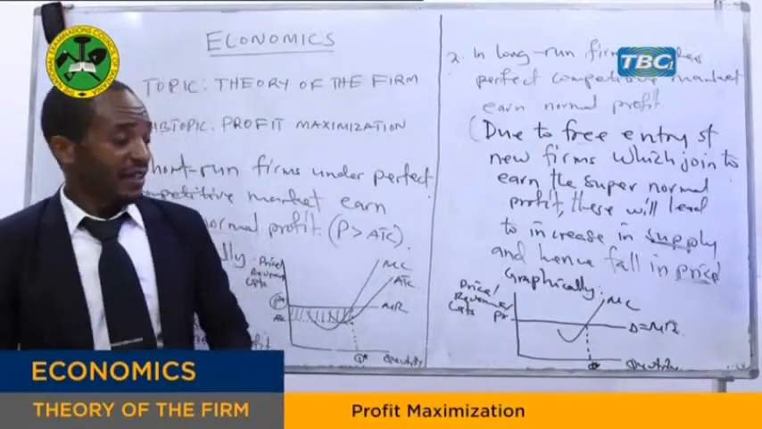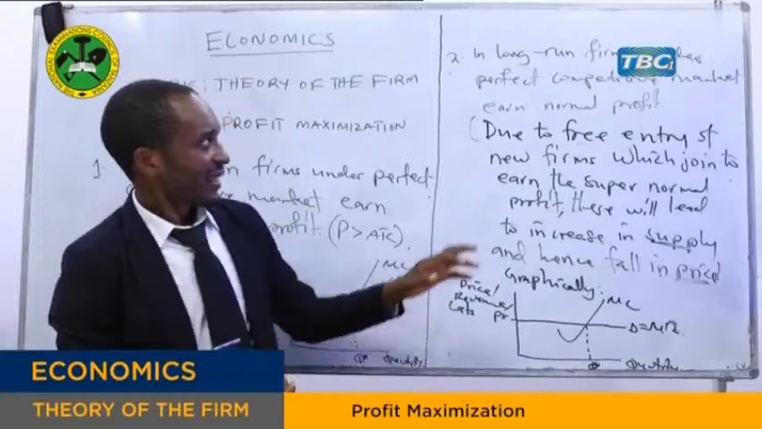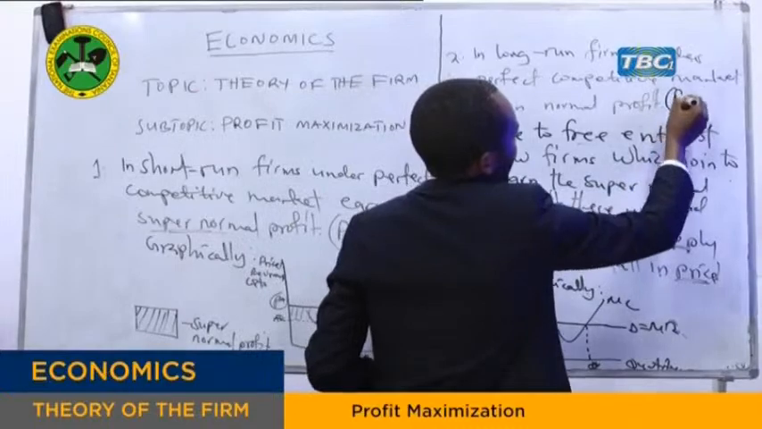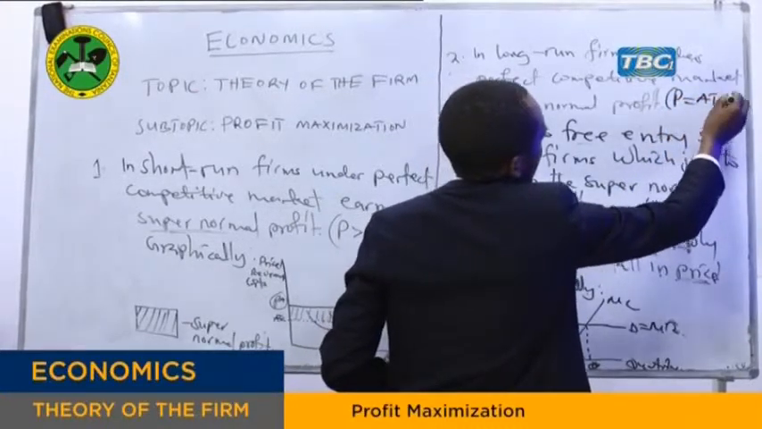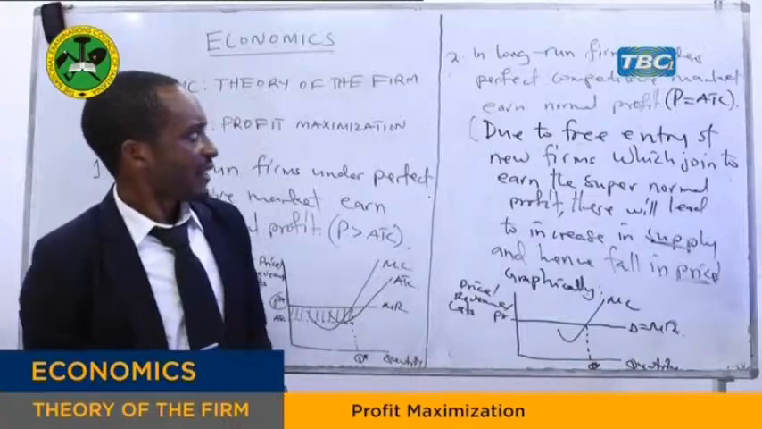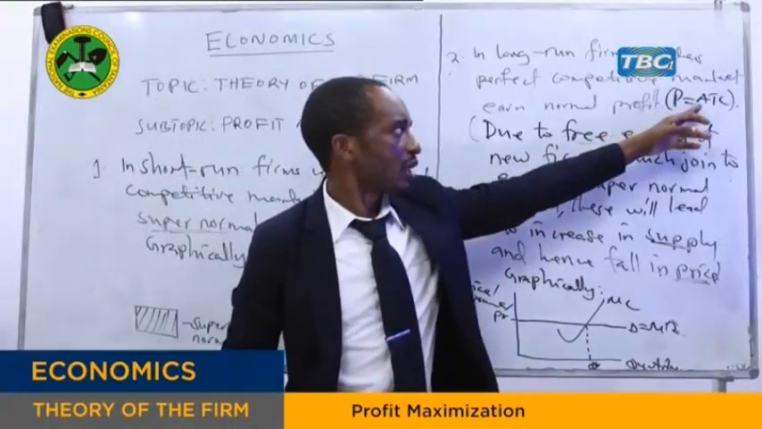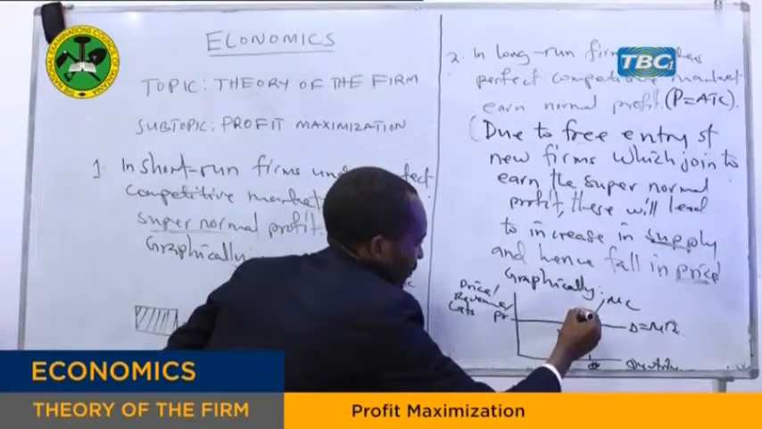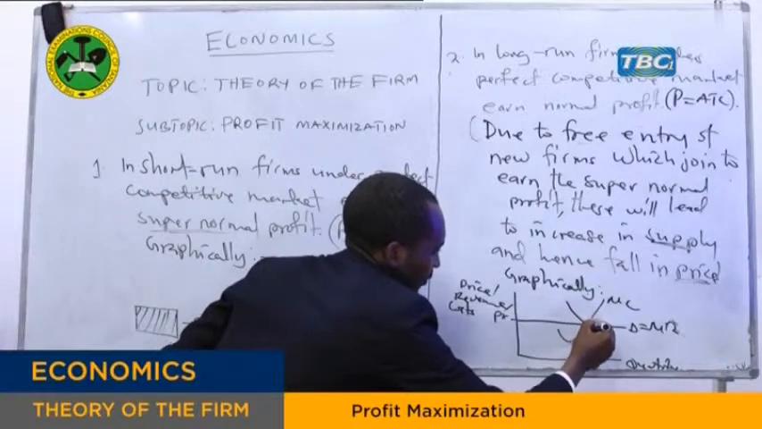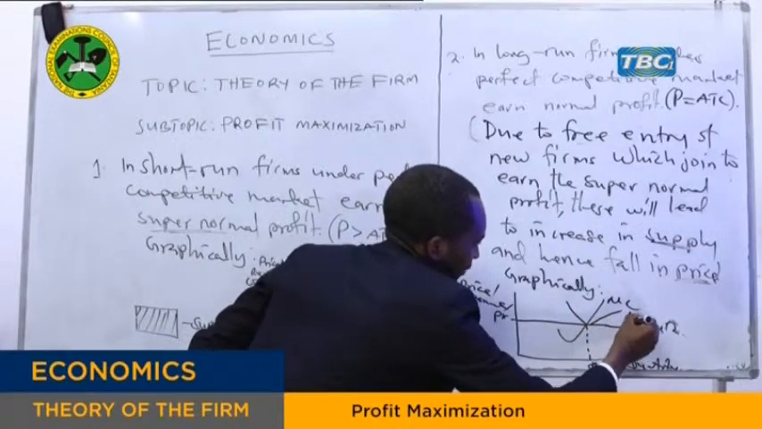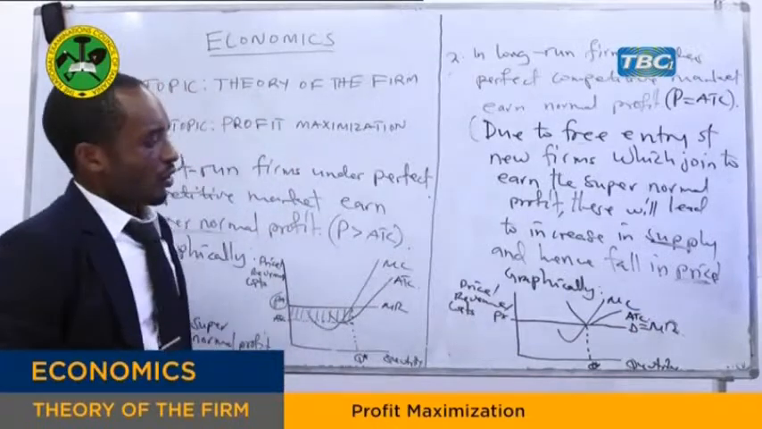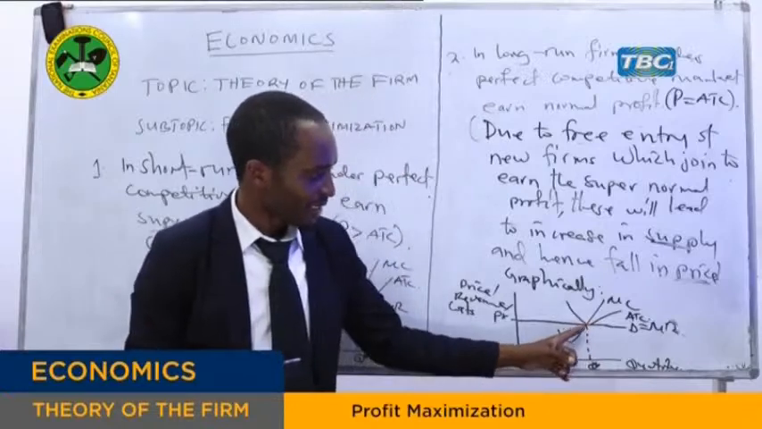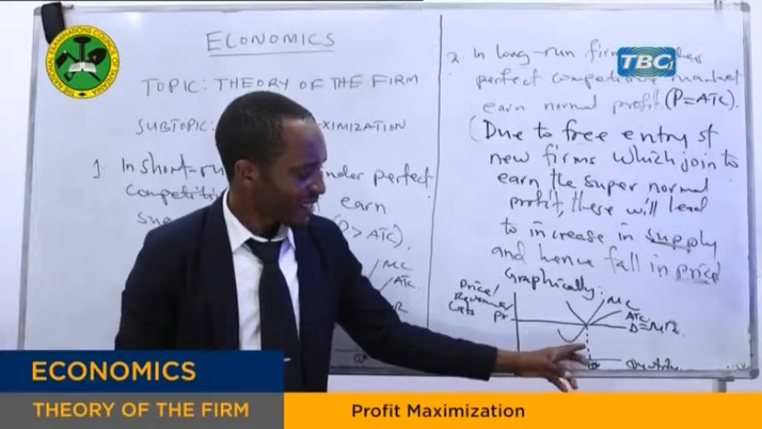Now, if the firm is earning normal profit, it means the price will be equal to average total cost. So in order for this firm to earn normal profit, price should be equal to average total cost. Here you can draw the curve of average total cost like this. So the average total cost is equal to price, and at this point the firm earns just normal profit.